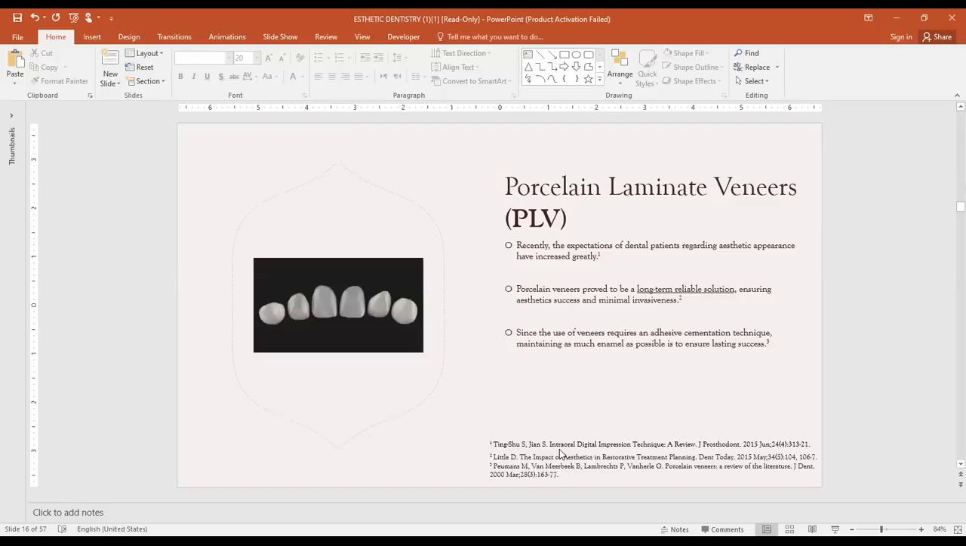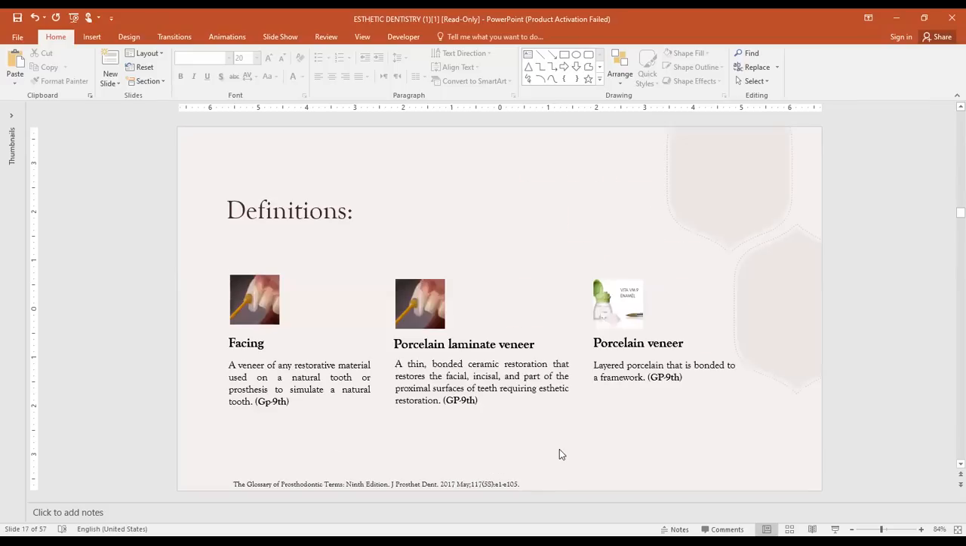Going then to laminate veneers, porcelain and laminate veneers. Okay, you talked about their definitions, and I love the way that you placed the definitions all in one place, showing the contrast between the definitions. So this is excellent.